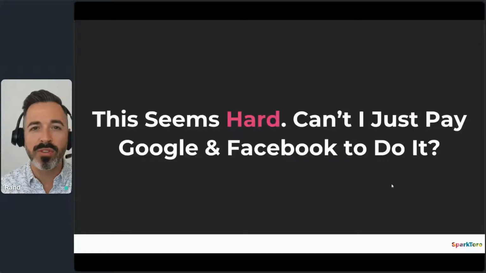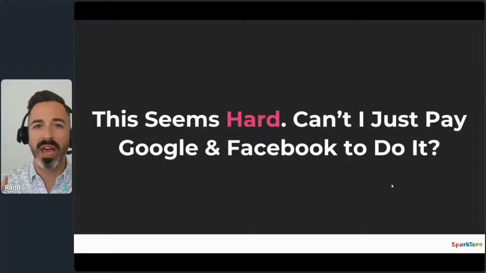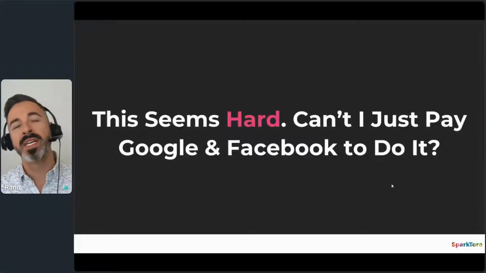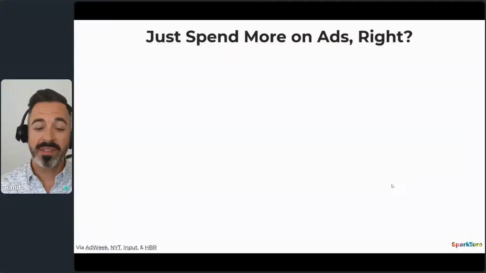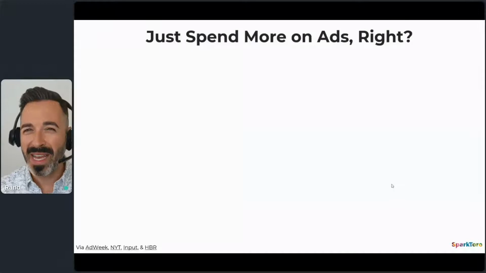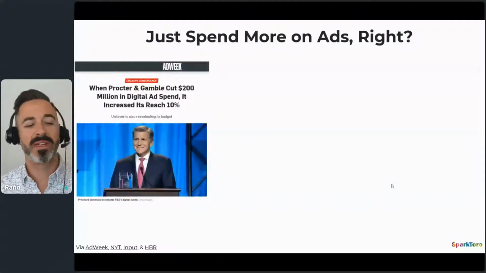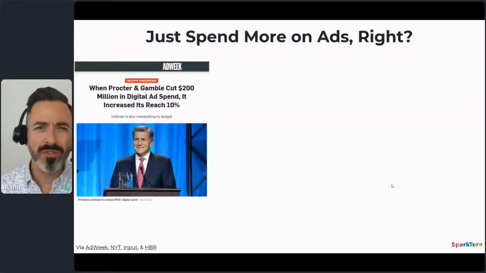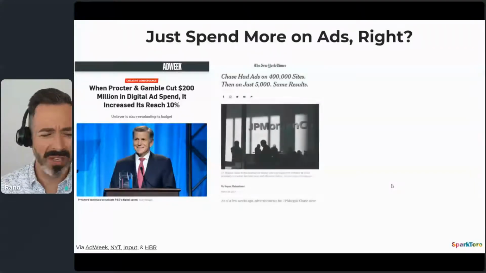Couldn't I just pay Google and Facebook to do this? Like, isn't that what their whole advertising networks are for? Yeah, they'd love that. They'd really appreciate it. You just spend more on ads, right? And then you might end up like these guys, where Procter and Gamble cut hundreds of millions of dollars from their spend and increased their reach.